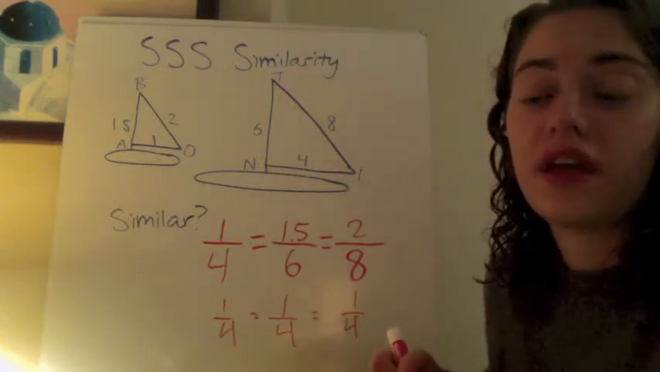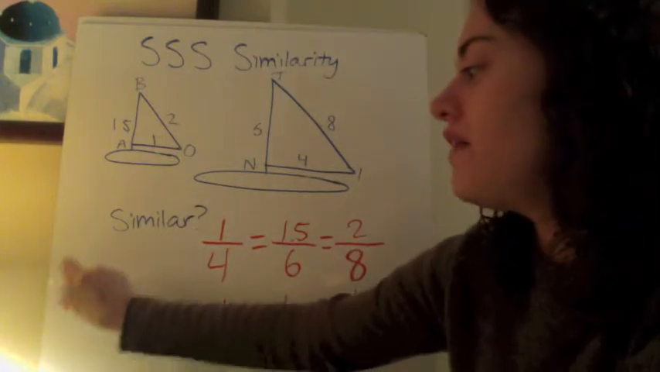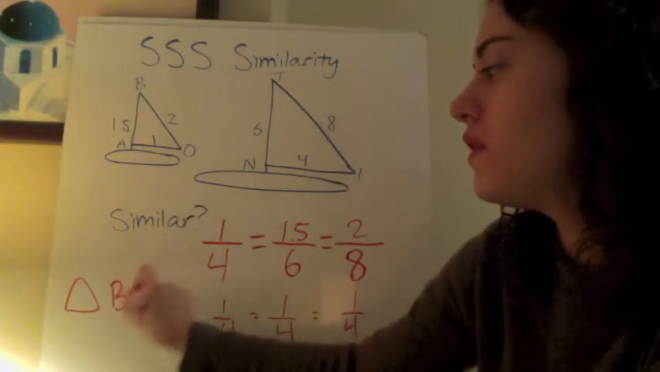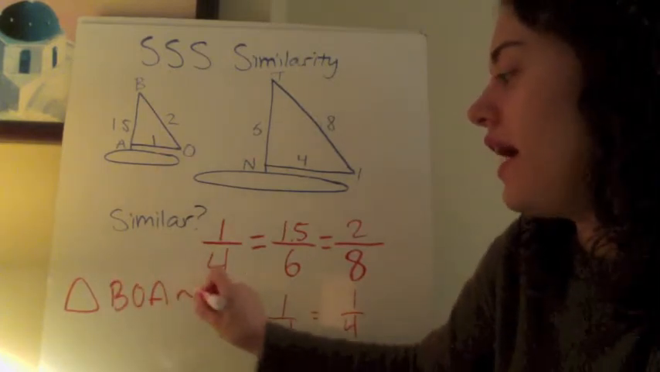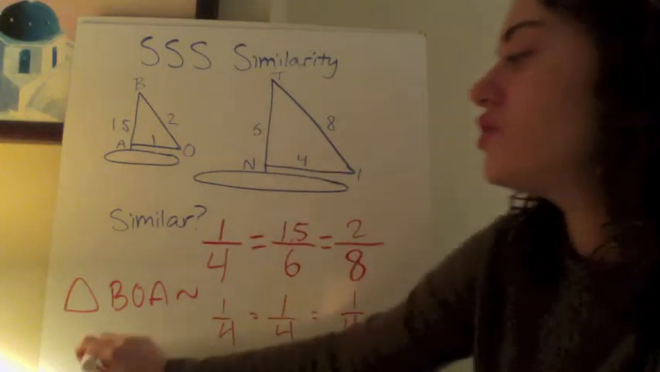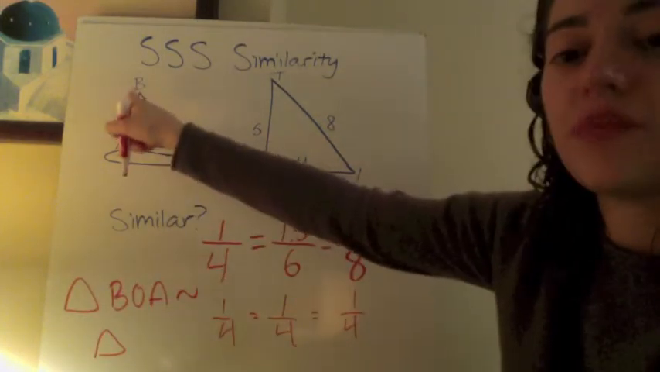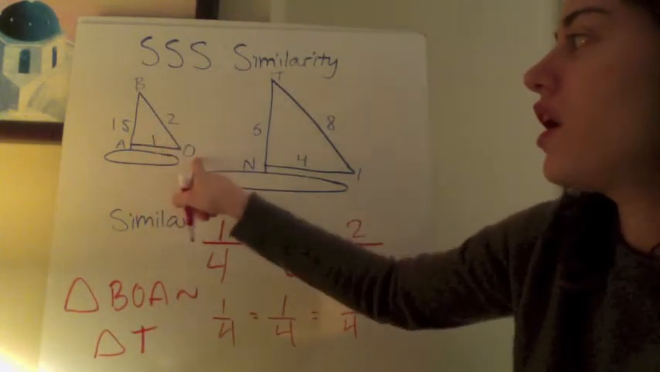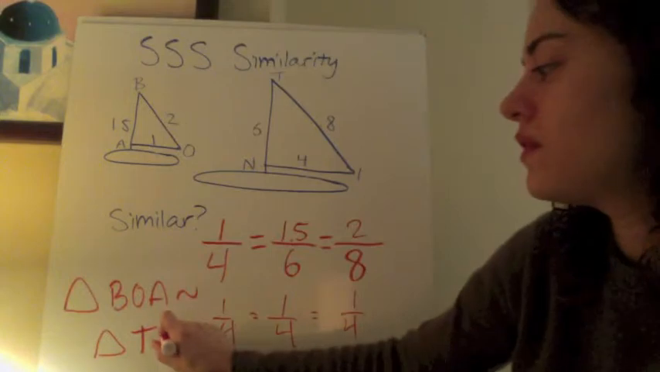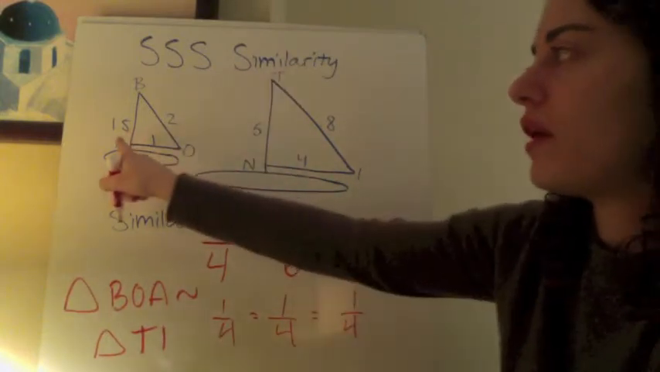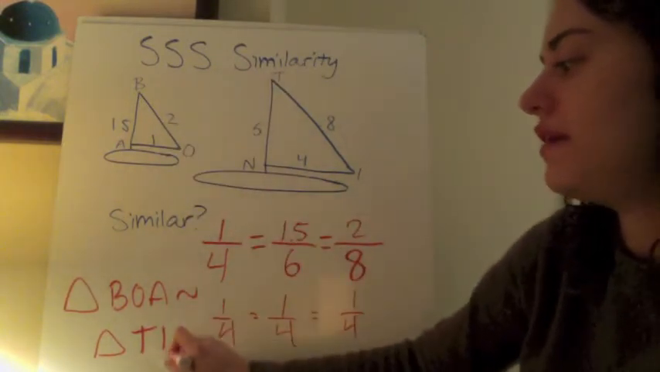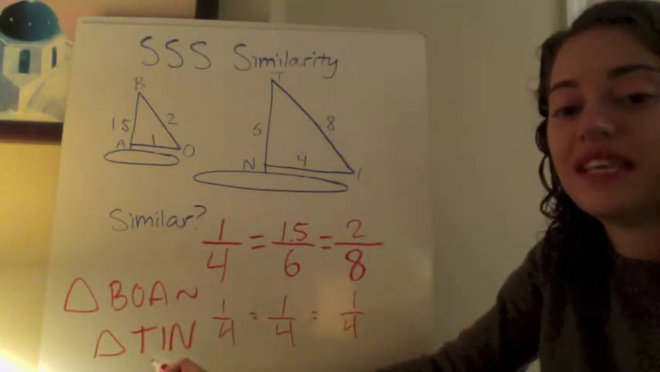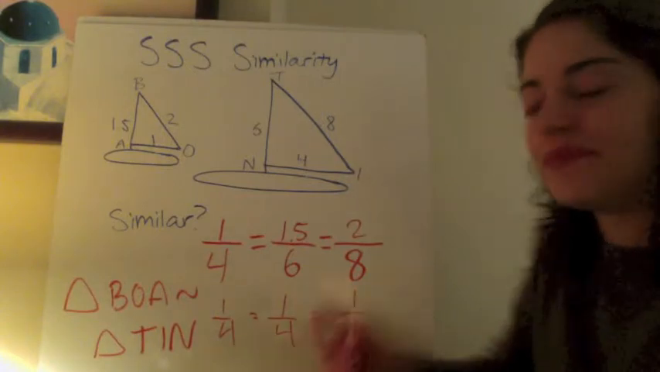Okay? So, let's write a triangle similarity statement. If I have triangle BOA, that is going to be similar here to triangle... The one that matches up with B is T. The one that matches up with O is going to be I. And the one that matches up with A is going to be N. BOA, triangle BOA is similar to triangle TIN. And we're going boatin'.